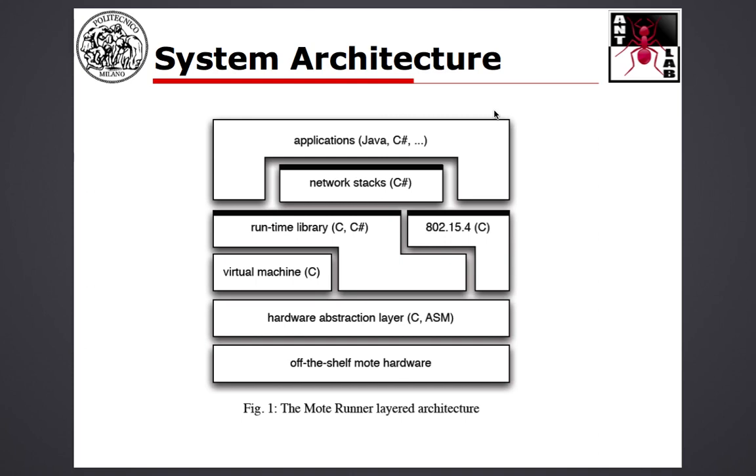And you can decide to write it in Java or C#, okay? So what you will do is use the functions exposed by these three APIs: the runtime library, the MAC layer, and the network layer if you need advanced functionalities, and you will implement the logic in your application. We will see examples of this.